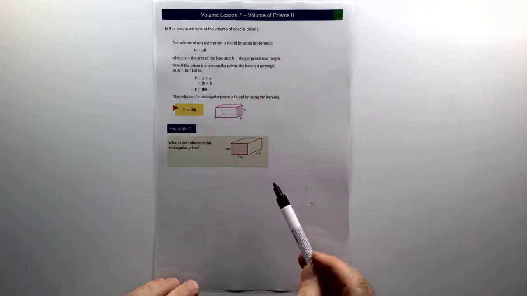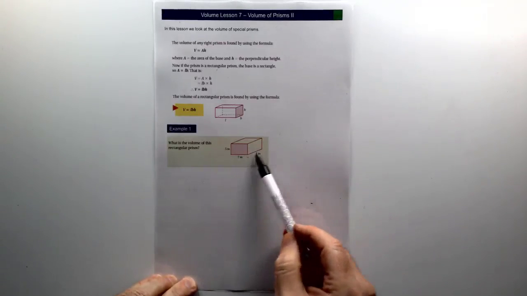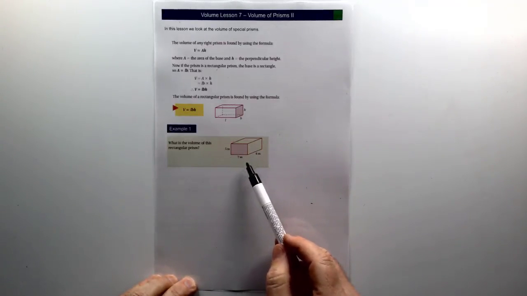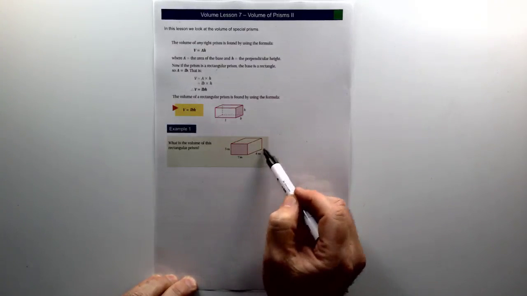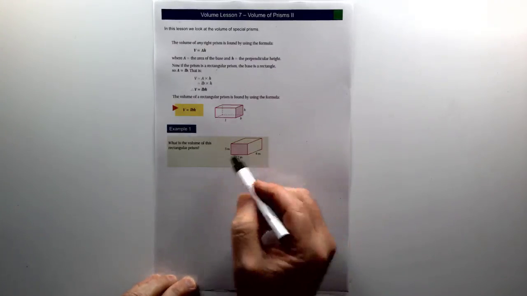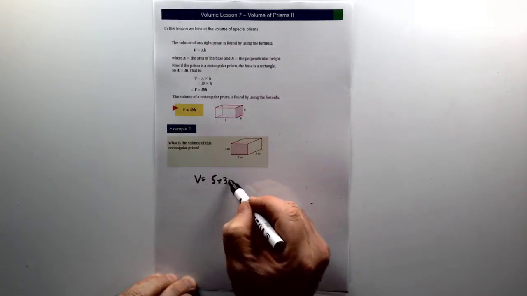Okay, we're going to have a look at some special prisms here. Whenever we need to work out the volume of a prism, we could work out the area of the base and then multiply it by the height. But for a rectangular prism, all we need to do is multiply the three dimensions together.